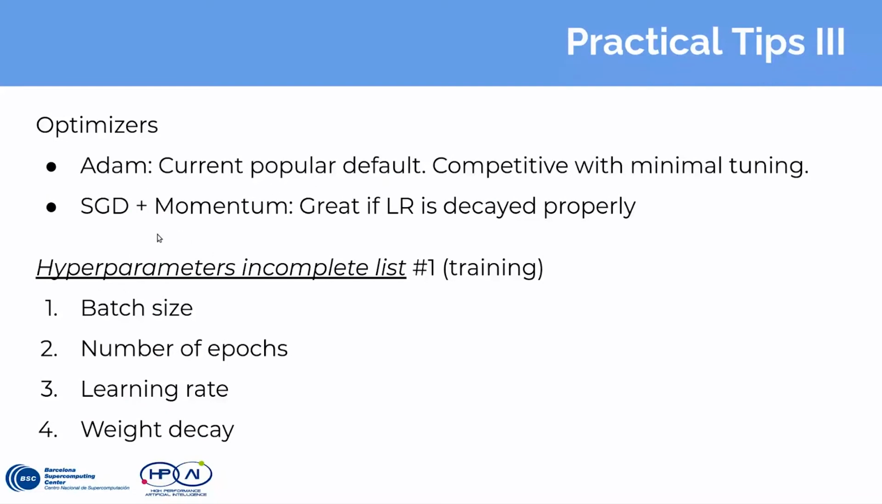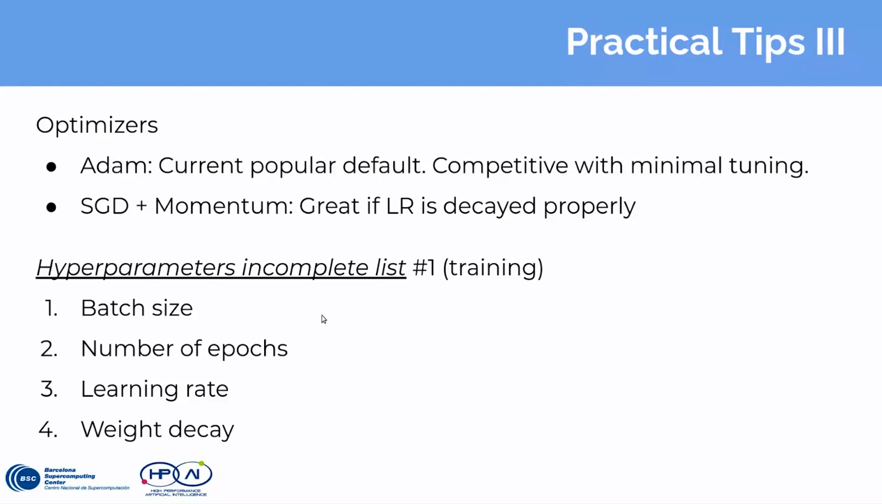The other alternative that is always there is the standard stochastic gradient descent. So the same old algorithm that was proposed in the 80s is still, with that momentum, pretty great, if only you have managed to decay your learning rate appropriately at certain steps, so that it can find the global minima.